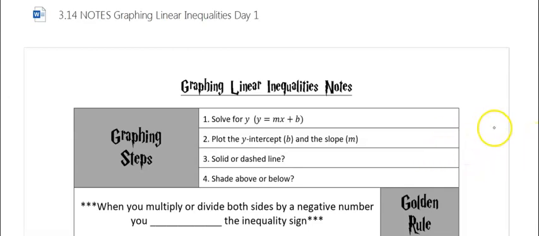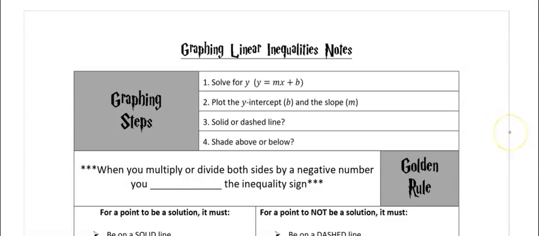So when we're graphing, we start with solving for y. So make sure our equations are in y equals mx plus b. Then we plot the y-intercept, the b, and the slope, our m. We underline those for us.